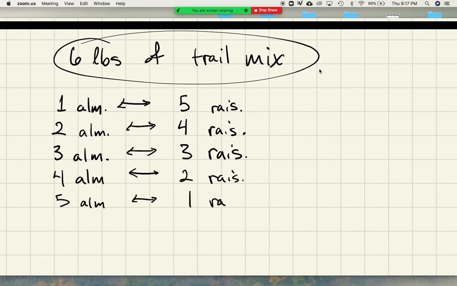Now I'm going to add in that other piece of information, which was that something had to be two more pounds than the other thing. The raisins have to be 2 more pounds than the almonds in the trail mix. Okay, so out of these, which one has 2 more pounds of raisins than the pounds of almonds?